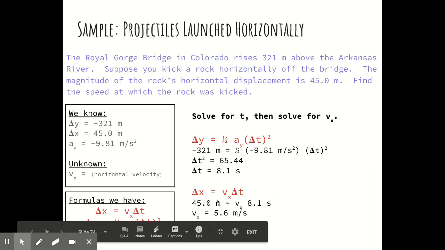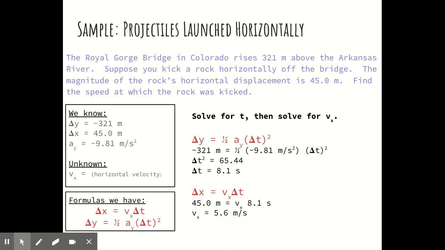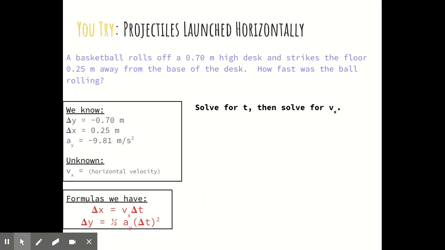Now we can plug that in here. We have our horizontal distance, 45 meters, equal to Vx, which is what we're trying to find, multiplied with the time. So this problem is telling us that our initial horizontal velocity is going to be 5.6 meters per second. Just another example here, if you want to pause this for a second and try it yourself.